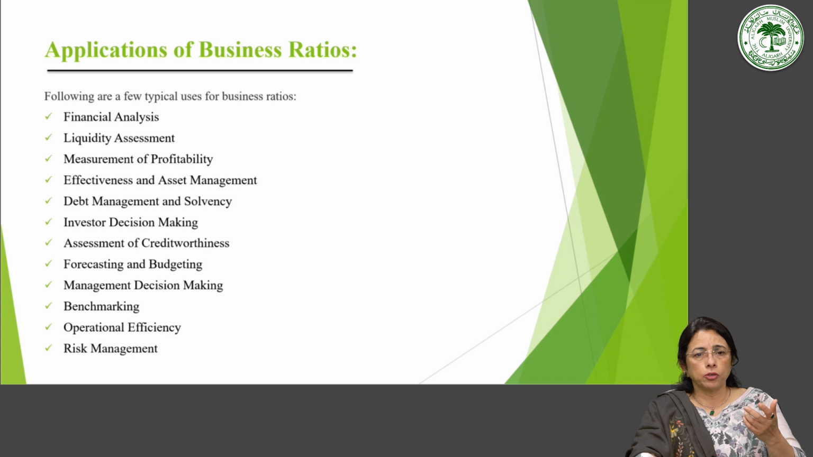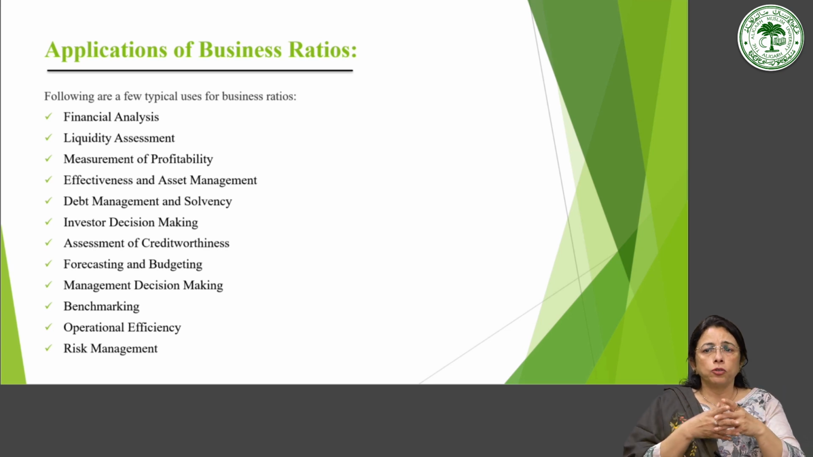Not only this, we also measure the profitability. After that, we check the effectiveness of assets management. That is, the effectiveness with which a business manages its assets can be calculated using some ratios such as the asset turnover ratio, accounts receivable turnover, and maybe inventory turnover ratio. Increased turnover rates are frequently a sign of efficient resource use.